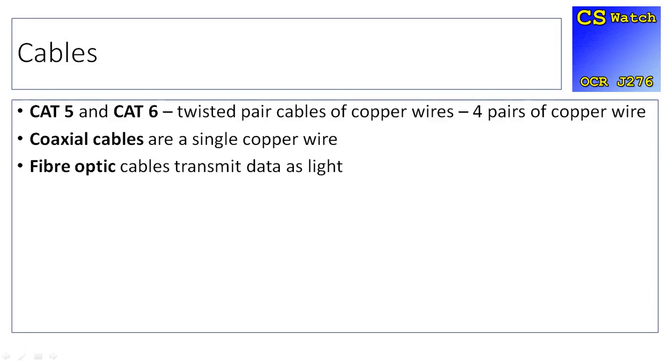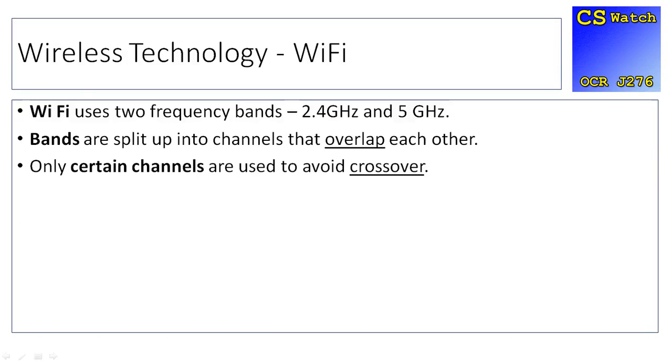And also you've got fibre optic cables as well, and they transmit data as light. They are very high performance but also very expensive, and they don't suffer from interference. This is very handy, especially if you're working with a lot of data. They can also transmit over large distances without loss of signal quality, which again is very helpful.